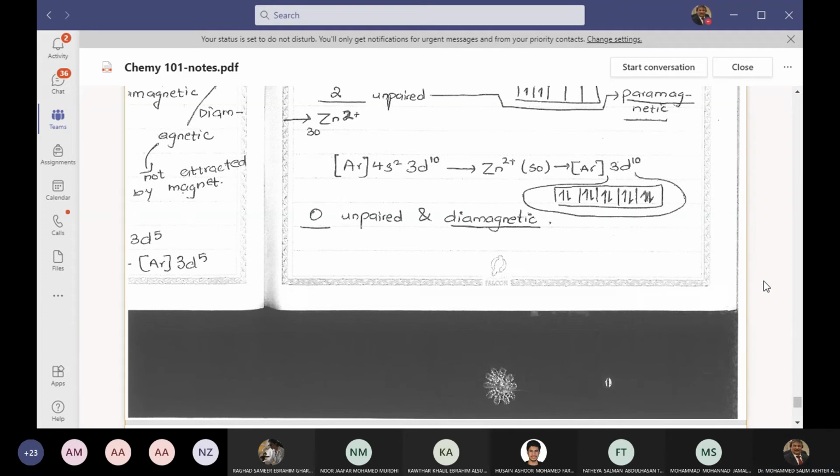Para. Do you understand this, yes or no? Yes. I will give you another example. V, like vanadium, V plus 5. I want to know how many unpaired electrons, para or dia?